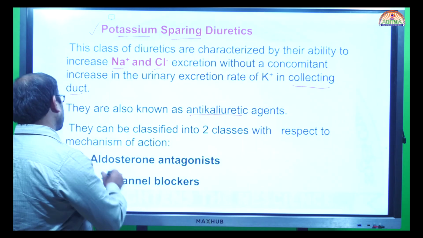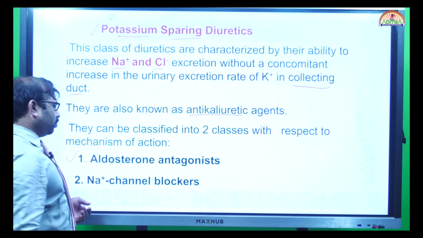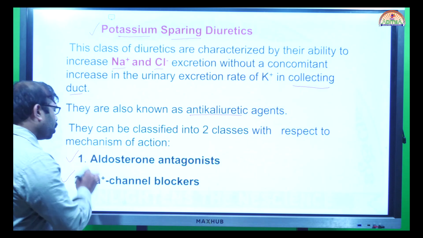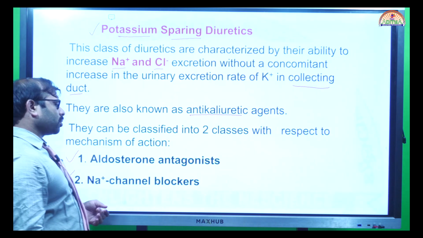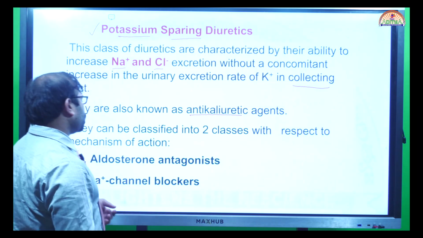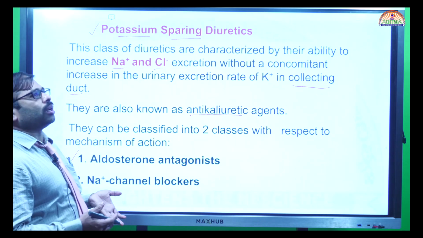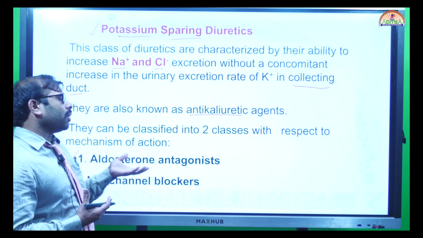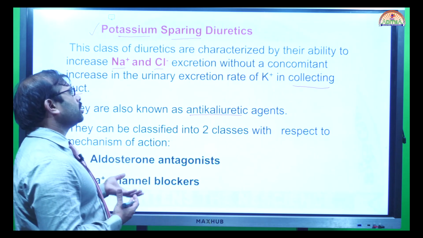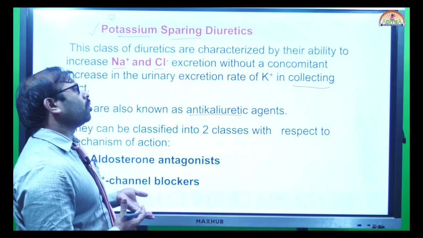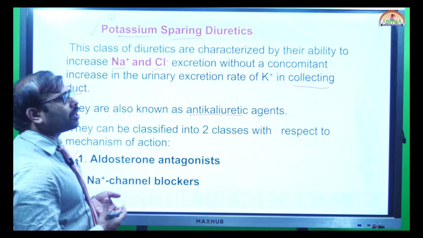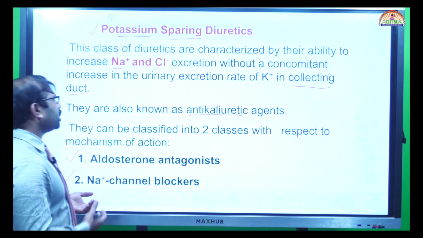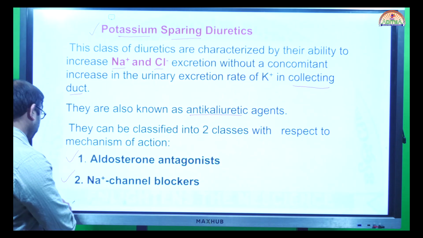The first one is aldosterone antagonists, and the second one is sodium channel blockers. Aldosterone is a kind of mineralocorticoid hormone, and some molecules act as antagonists against it, which leads to the excretion of Na+ and Cl- ions through urine. Whereas sodium channel blockers act at the collecting duct position.